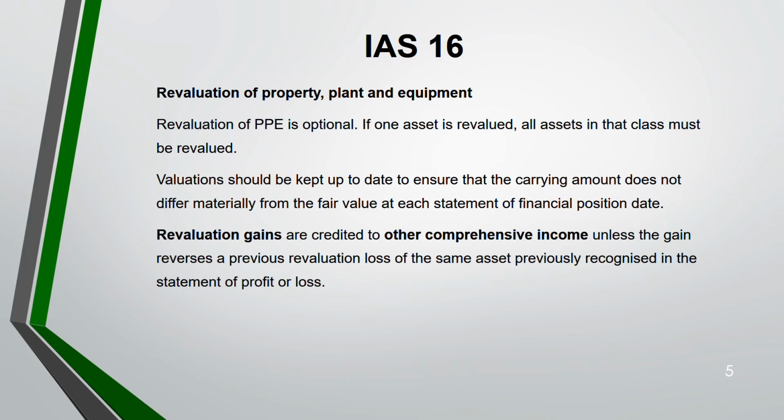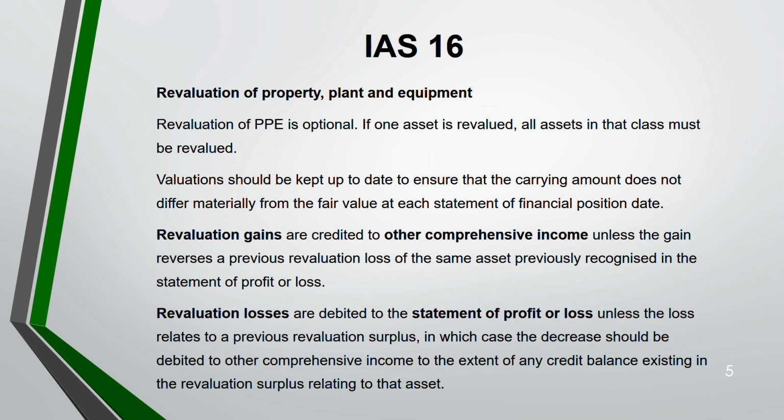Now, very important for revaluation, revaluation gain and revaluation loss, how do you deal with it? If it's a revaluation gain, they are credited to other comprehensive income, unless the gain reverses a previous revaluation loss that was recognized in statement of profit and loss. Next, if it's a revaluation loss, you will debit in your profit and loss, unless the loss relates to a previous revaluation surplus, which you will debit from the OCI first and the extra will go to profit and loss.